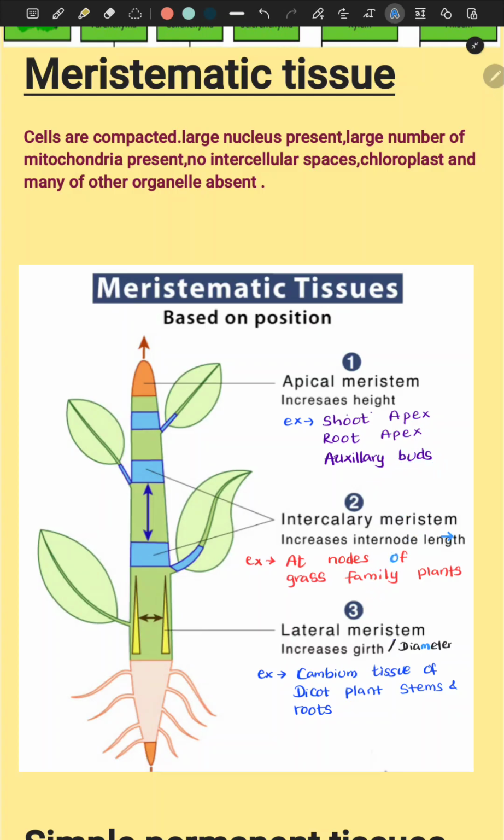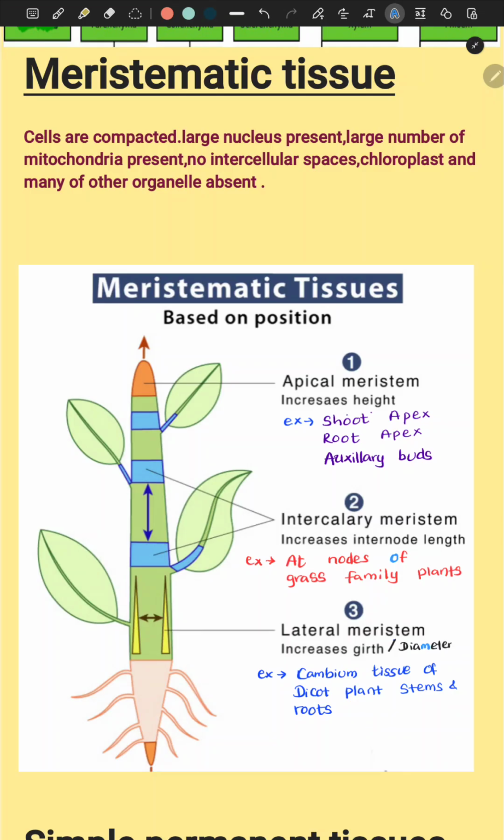And intercalary meristems are present at the nodes of grass family plants. They help to increase internode length. This is the internode length. The lateral meristems help to increase the diameter of the stem. They are located in the cambium tissue of dicot plant stems and roots.